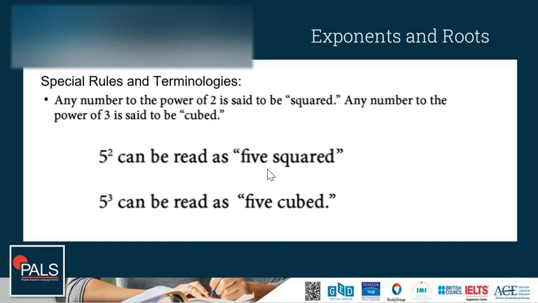Another one is any number to the power of 2 is said to be squared. Any number to the power of 3 is said to be cubed. So be familiar with these terms, squared and cubed. Like for example, 5 to the second power can also be read as 5 squared. 5 to the third power can also be read as 5 cubed.